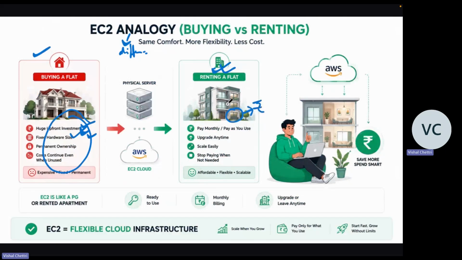In case tomorrow you upgrade to the entire first floor and ground floor, you will pay only for that area. Understood? And you can move out whenever your project ends. A startup never buys office space on day one. They rent a desk, right? So EC2 is like this only. EC2 is like renting a desk in the AWS building, in simple terms.